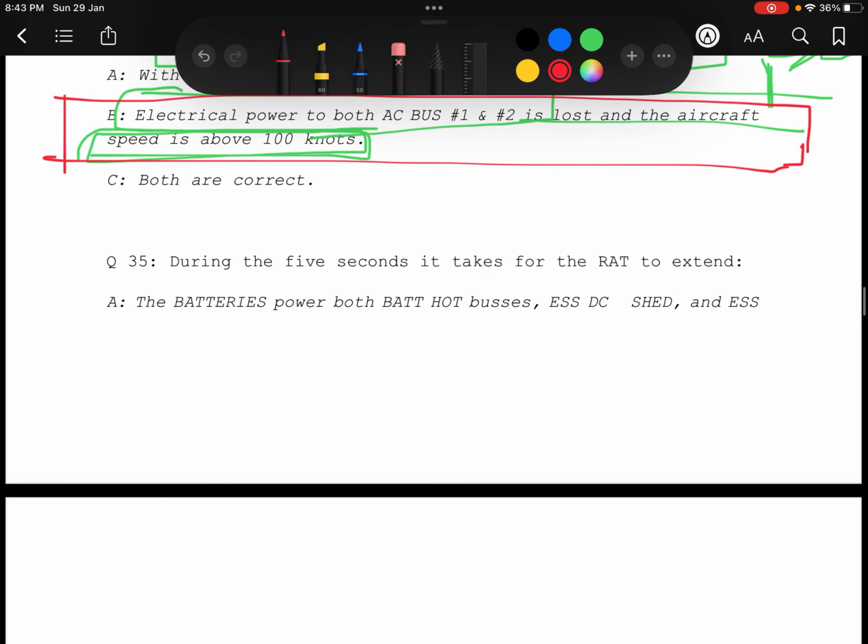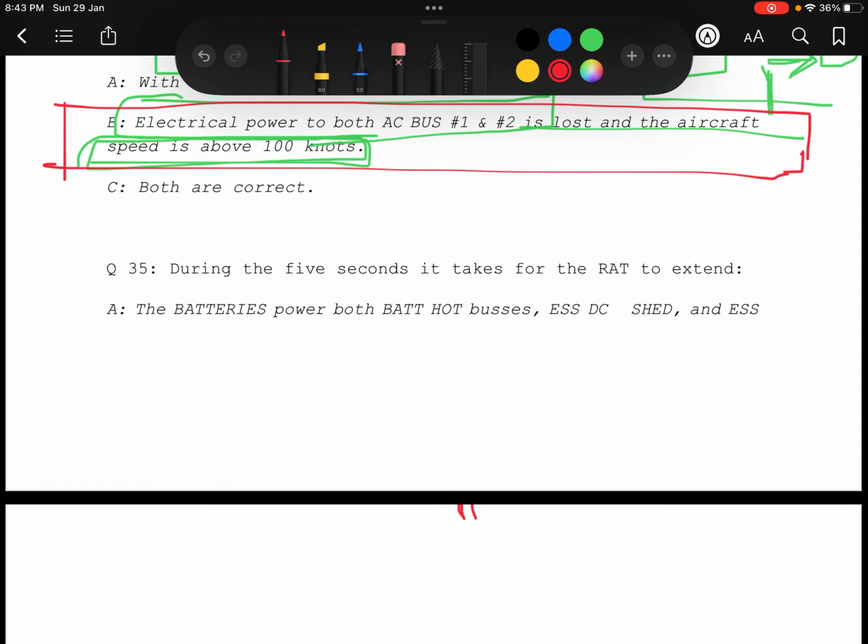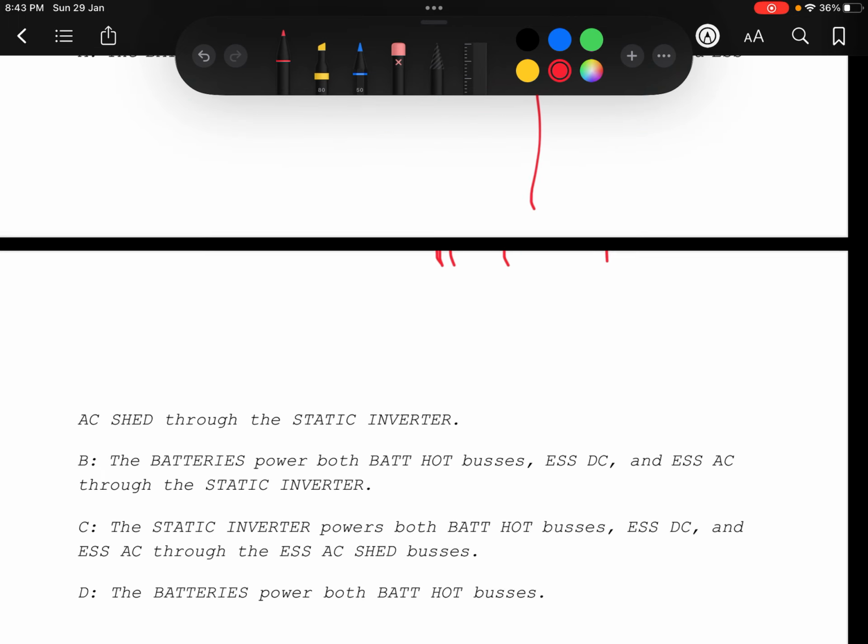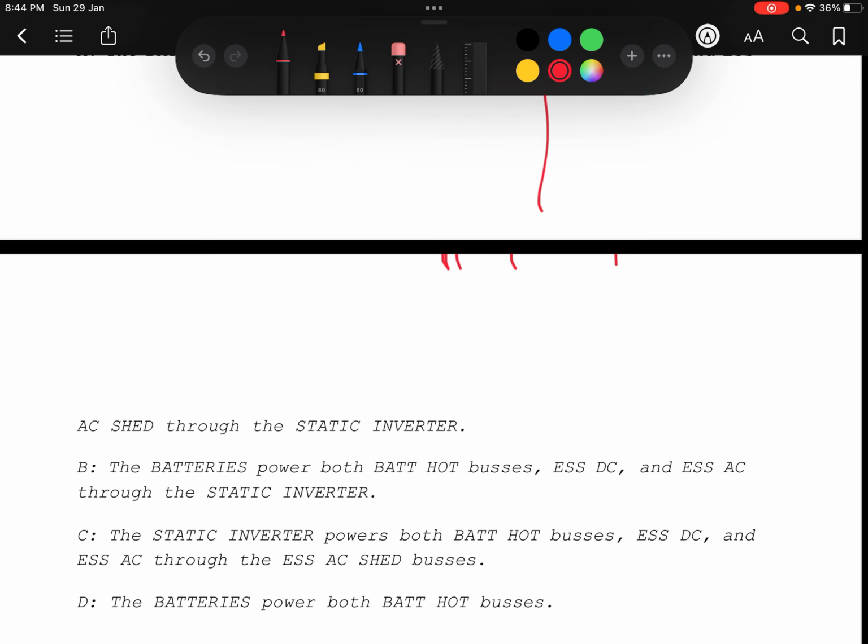During the 5 seconds it takes for the RAT to extend, this is in continuation with the last question. The batteries power both hot buses, essential DC, and essential AC through the static inverter. Yes, it is option Bravo only.